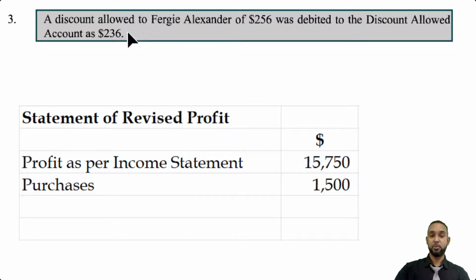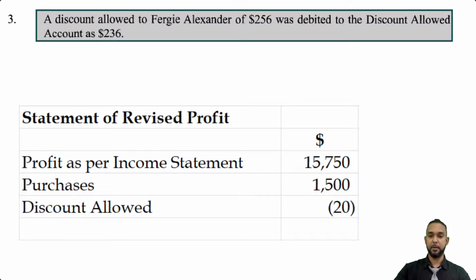And we put in a figure that was $20 too small, which means when we went to calculate net profit, we would have deducted the discount allowed figure, which would have been too low. So when we correct that issue and increase the expense, what's going to happen? Profit is going to go down. When expenses go up, profit goes down. So you're going to see that correction being deducted here.